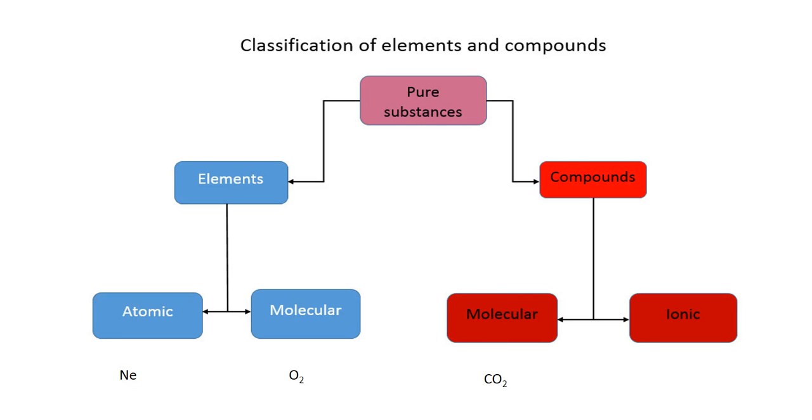A compound contains two or more elements that are chemically bonded. So we can see in this case we have carbon as an element and we have oxygen as an element, but when we combine them we form a compound, carbon dioxide. In terms of ionic, we see that sodium here, Na, is a metal. The chlorine here is a non-metal. So having a metal combining with a non-metal, we get an ionic compound.